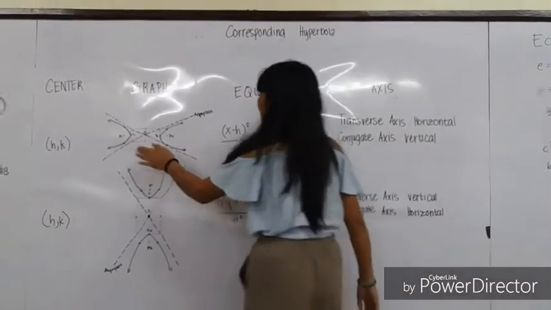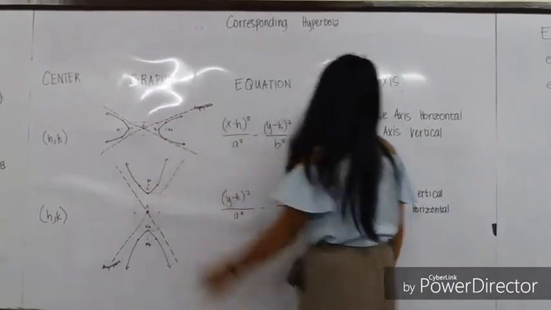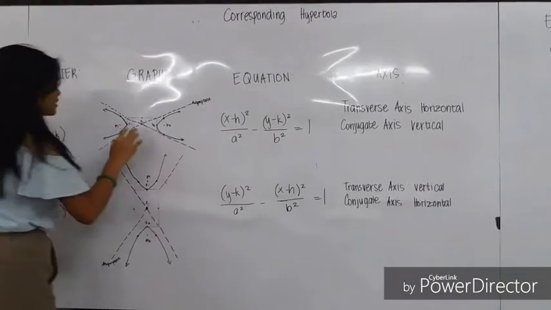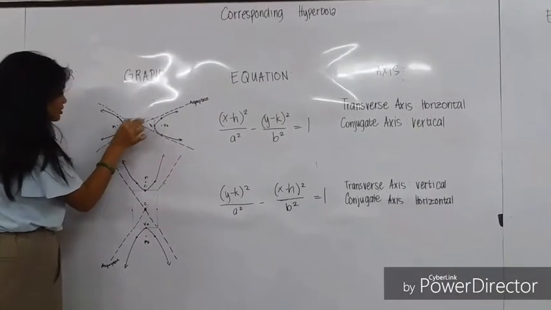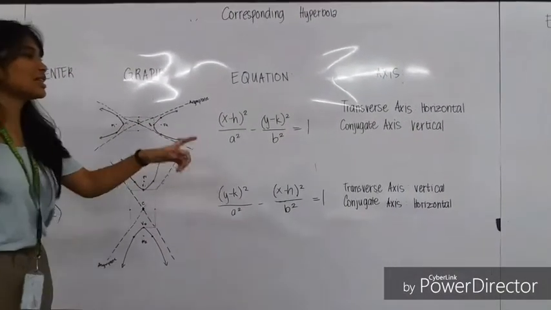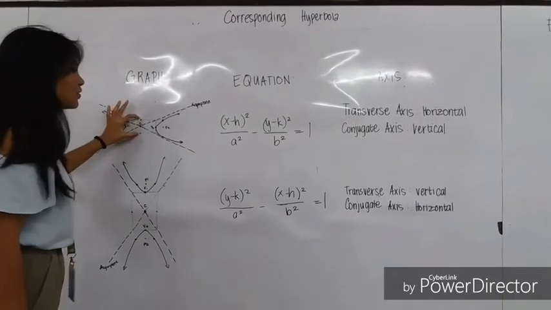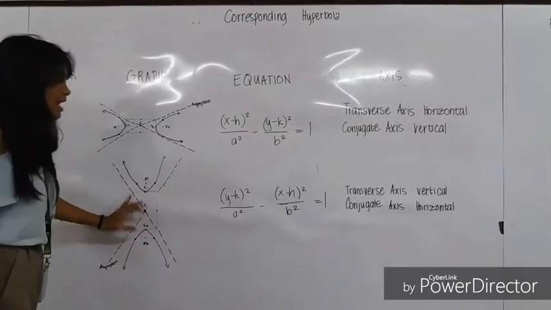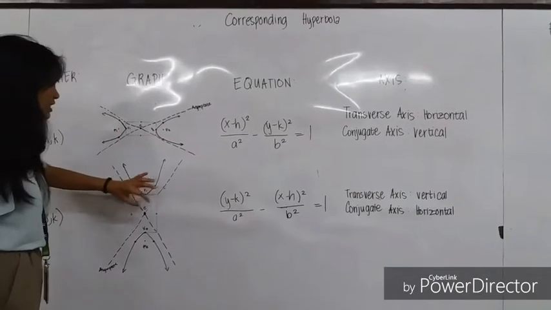So the first hyperbola has the horizontal transverse axis. So this is the horizontal transverse axis, and the conjugate axis is vertical. Here below has a vertical transverse axis and a horizontal conjugate axis.